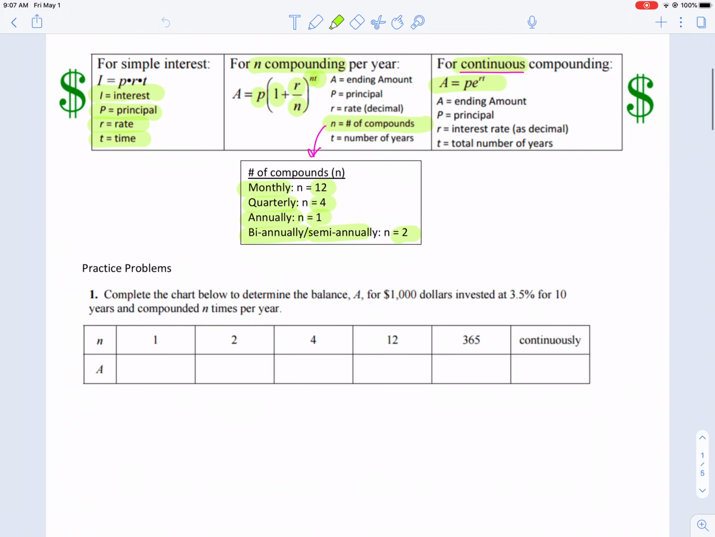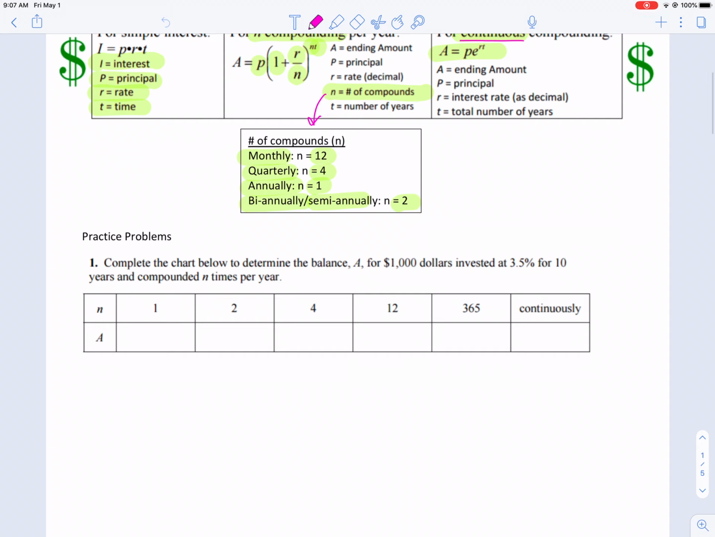So let's just take a few practice problems. For instance, number 1, you're taking $1,000, you're investing it at 3.5% interest for 10 years, and you're going to compound it all these different times per year.